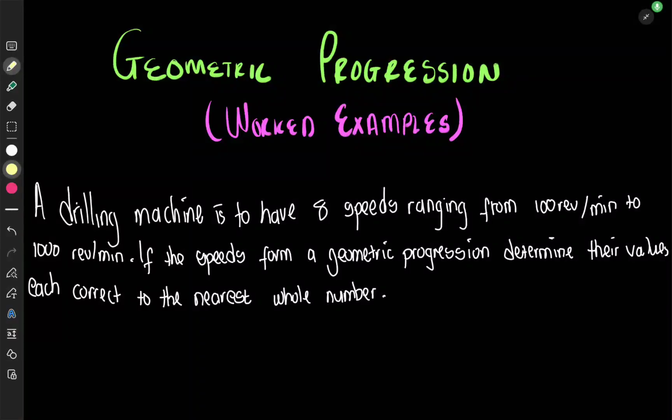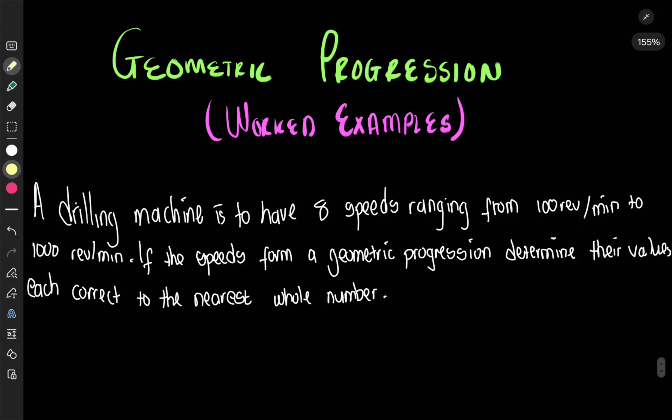Do this other question. You can see it in your slides as well. Let's try and see what it is. It's the drilling machine problem. It says a drilling machine is to have 8 speeds. So how many terms do we have here? We're going to have 8 terms.